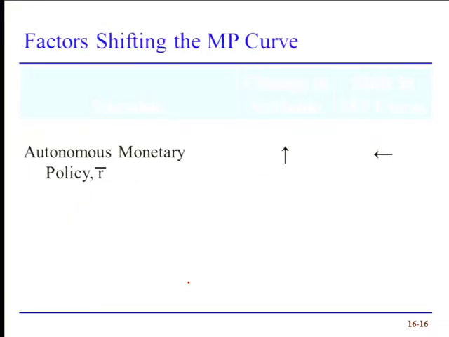Now, compared to the IS curve, the monetary policy curve is a breeze. The only thing that we have to worry about is the central bank going to change its autonomous monetary policy, our R bar term. That's the only thing that causes the monetary policy curve to shift. Increase R bar, and now the monetary policy curve shifts to the left, or it shifts up.